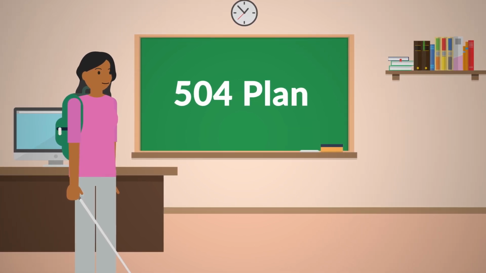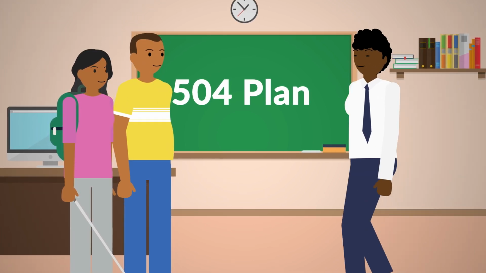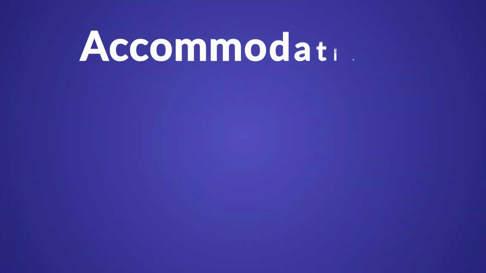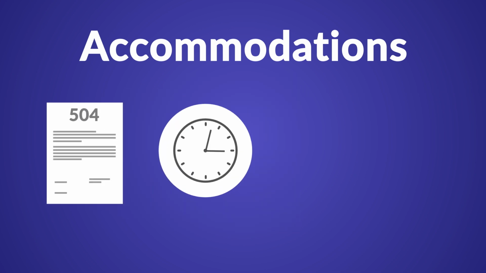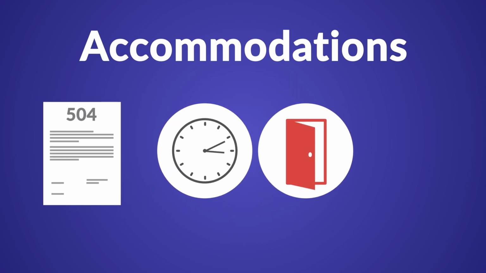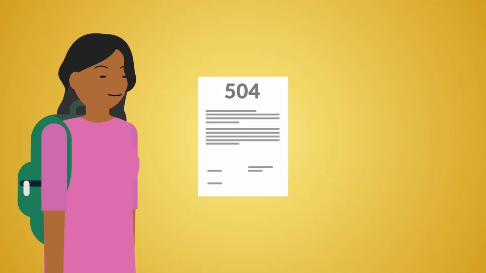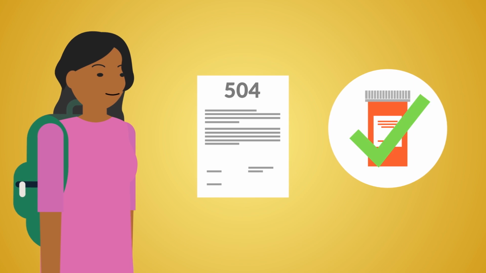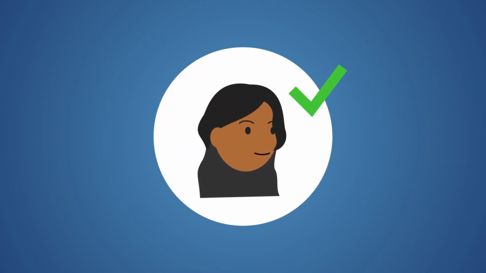A 504 plan is created by a team of people who are familiar with the needs of the student, like parents and teachers. Some examples of accommodations provided through a 504 plan could be more time on tests, scheduled breaks during the day, and front row seating. A 504 plan can also include services, like daily check-ins with a nurse for a student who needs to take medication at school. A student with a disability might also qualify for an IEP.